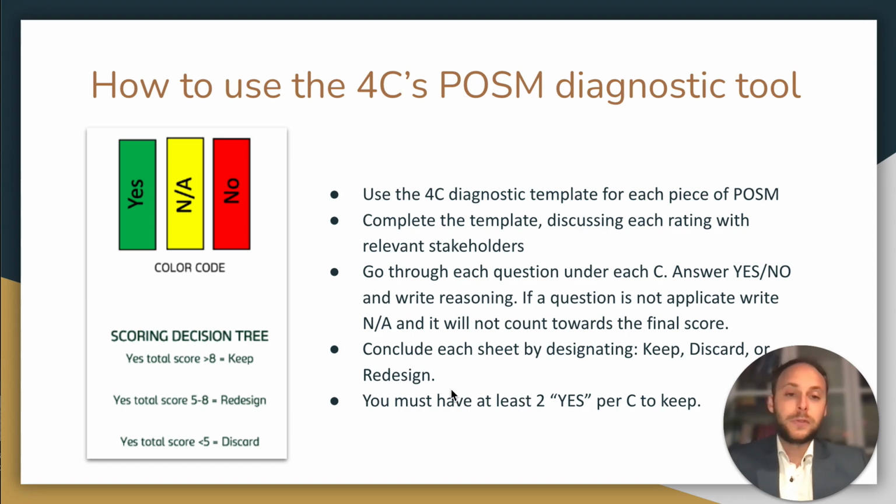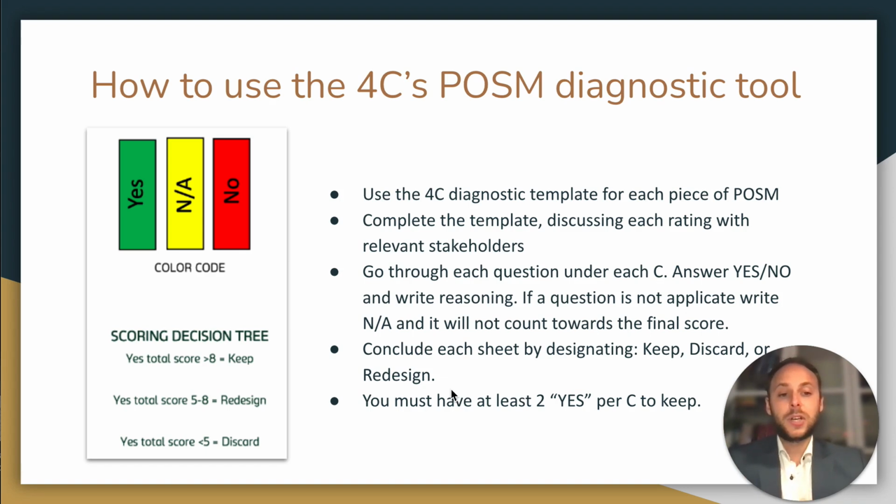How to use the 4 Cs POSM diagnostic toolkit. So it's actually not as difficult as you might think. You're using the 4 C diagnostic template for each piece of POSM that you're creating, and the template will show in another video. You'll complete the template, you'll discuss each rating with relevant stakeholders to ensure that you have objectivity and you get input from different stakeholders. You go through each question under each of the Cs, so the clear, cut through, consistent, and connect. Then you answer yes or no and write the reasoning behind the answer.